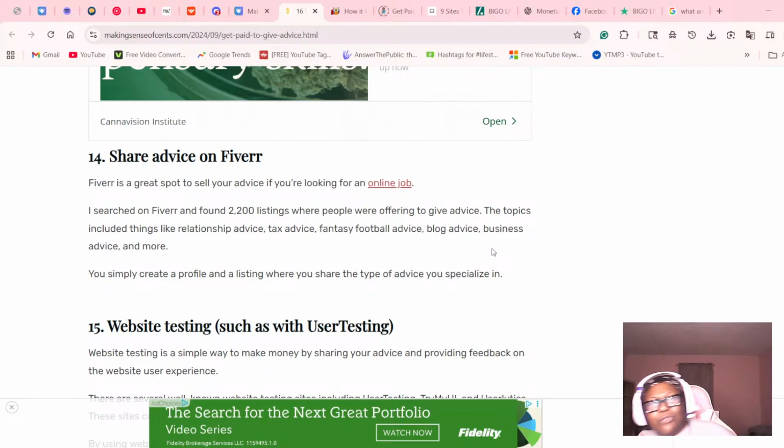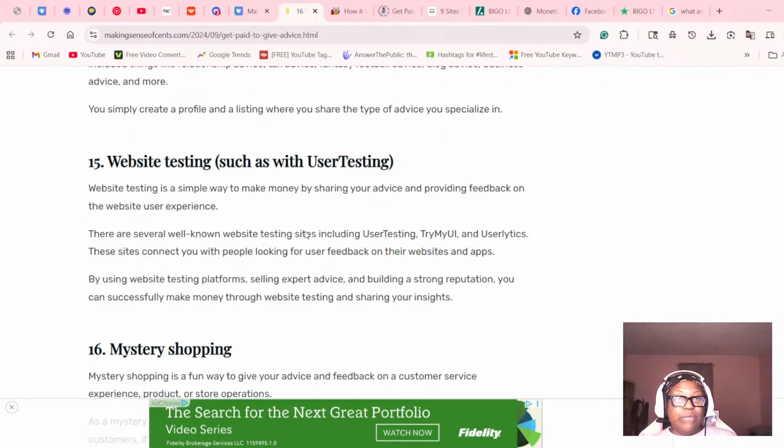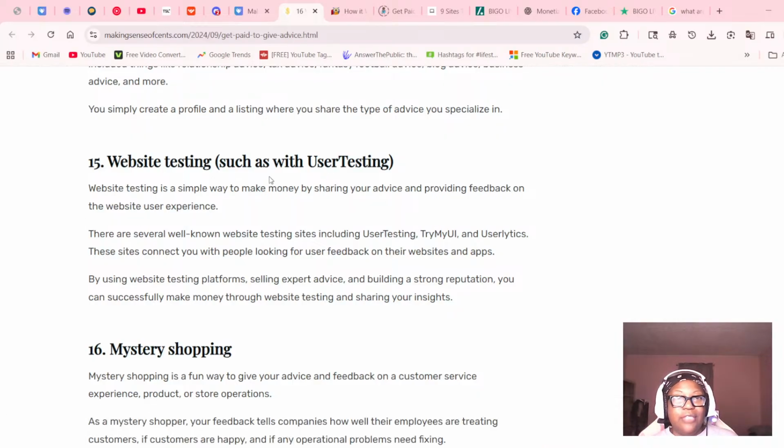No shade. So yeah, get on Fiverr. Let people know that you have advice to give in whatever you are an expert in, and let them pay you for it. Number 15, website testing, such as with user testing.